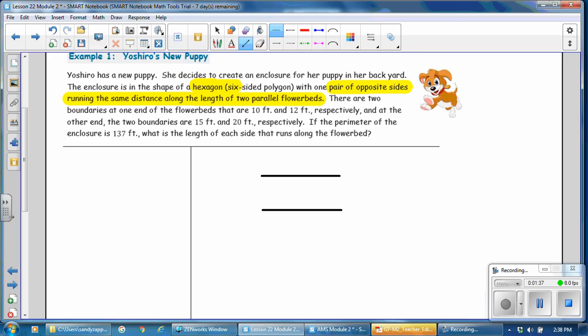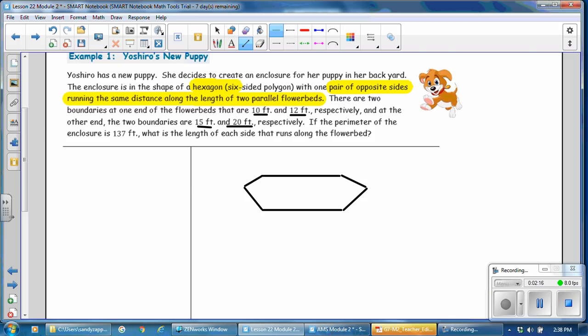There are 2 boundaries at the end of the flower beds that are 10 feet and 12 feet. So one end of the flower beds, let's say that's over here, and let's make that one 10 feet and this one 12 feet. I don't know that that's exactly right, but I know that the 12 feet is a little bit longer than the 10 foot. Then, respectively, at the other end, the 2 boundaries are 15 feet and 20 feet. And this needs to be 6-sided, so one of the other sides will be 15 feet, and the other side's going to be a little bit longer, 20 feet.